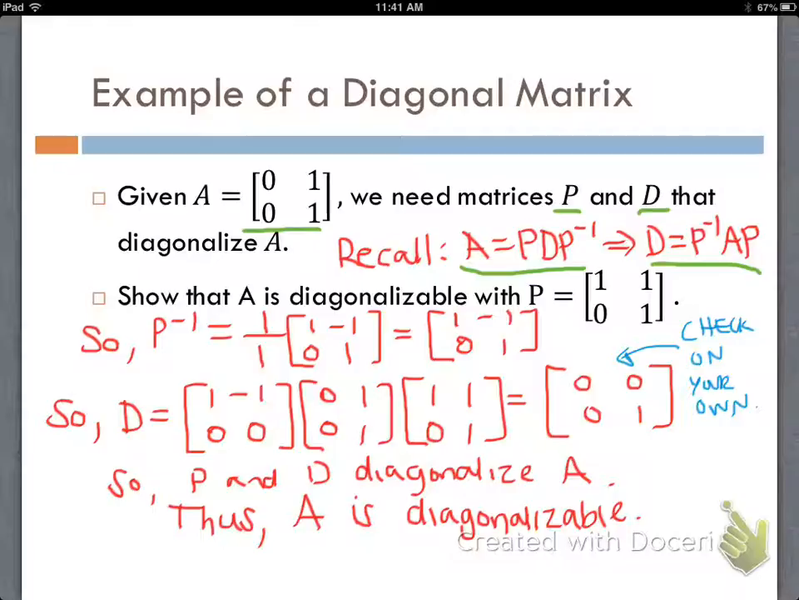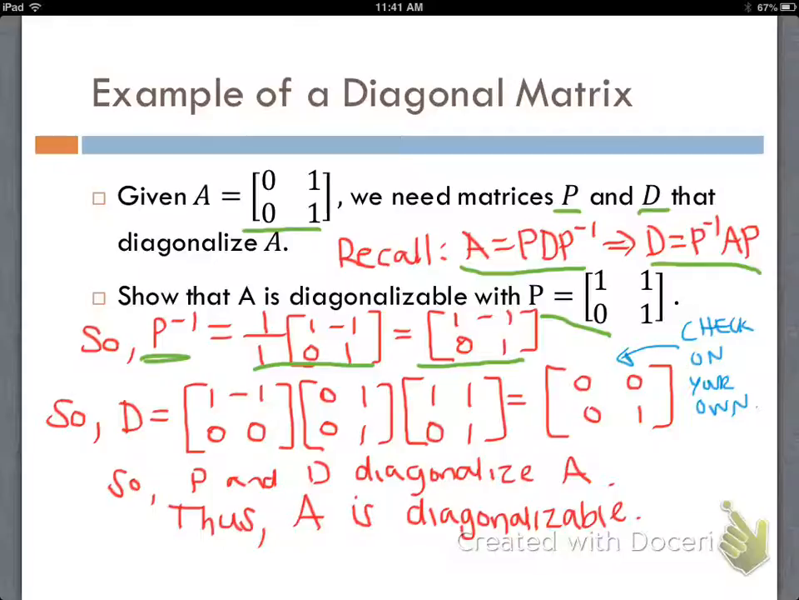Okay, show that A is diagonalizable with P equaling [1, 1; 0, 1]. So now P is given to you in this example. Well, since it's a 2 by 2 matrix, we can easily find P inverse or determine if there is an inverse. I'm assuming there is an inverse because it said this is the P, right? But we can always check: if you take the determinant of that matrix P, it'll be 1 minus 0, which we know is not equal to 0, so therefore it is invertible. And for 2 by 2 matrices, you guys remember that formula. So our inverse becomes [1, -1; 0, 1].